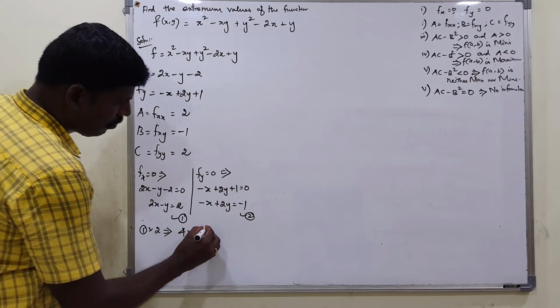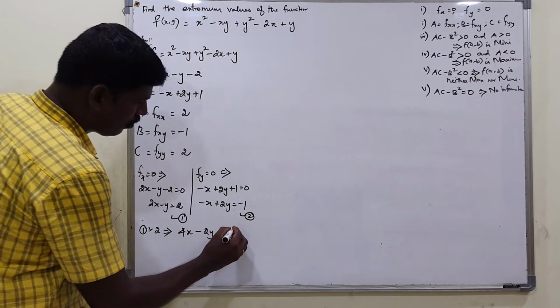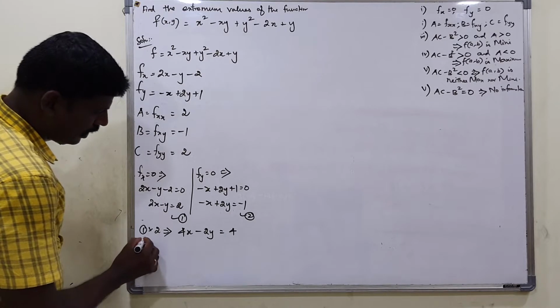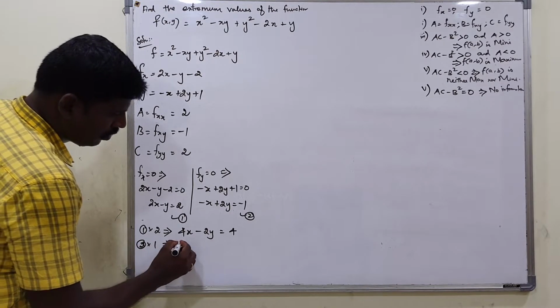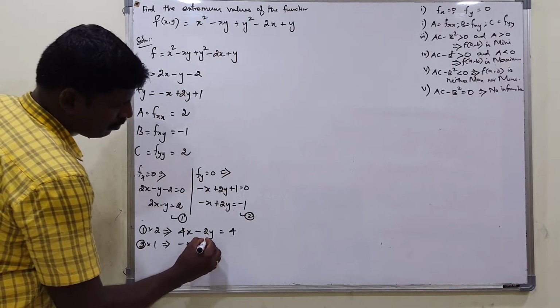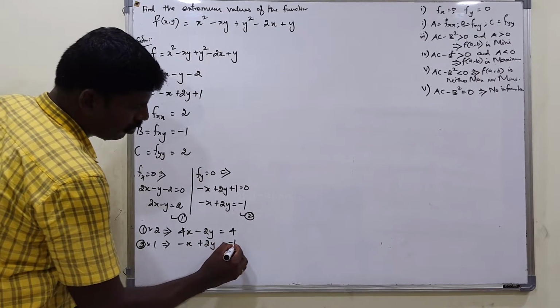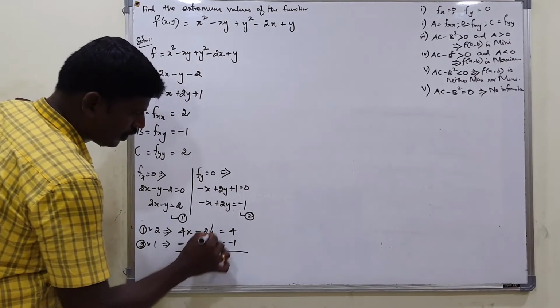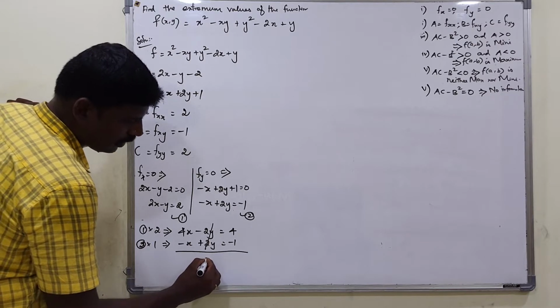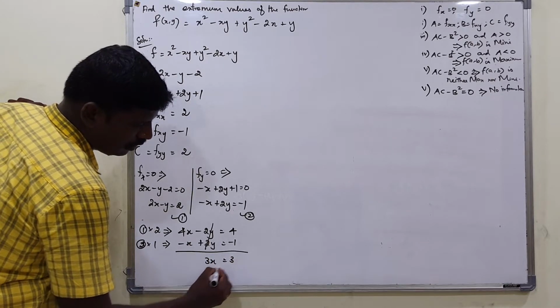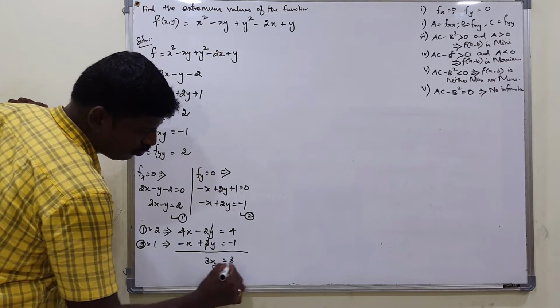4x minus 2y equal to 4. Second equation into 1: minus x plus 2y equal to minus 1. You can cancel both of them. 4x minus x, 3x. 3x equal to 3, x equal to 1.